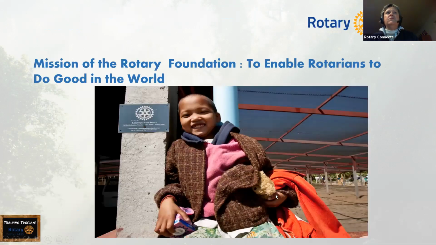So let's start with the Rotary Foundation. And we all know what the Rotary Foundation is, but the key thing is that it enables Rotarians to do good in the world. That's us. You have an idea, think big, and we can make that happen and have an impact.